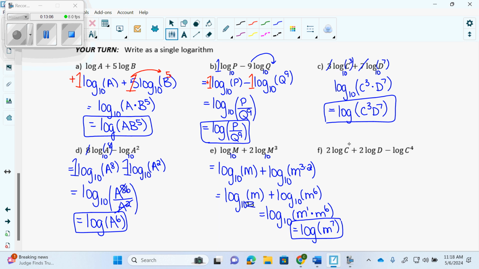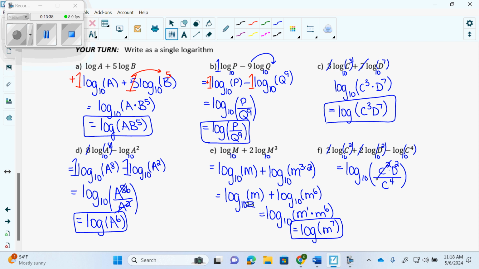Now here, the 2 has to come up as the exponent, sorry, plus 1 in front. 2 has to come up as the exponent, plus 1 in front, and then C4 is here. So I'm going to get log base 10, these are all technically base 10. In the numerator, I have c squared. In the numerator, I also have d squared. And in the denominator, I have c4.